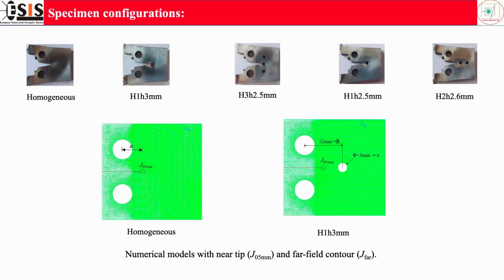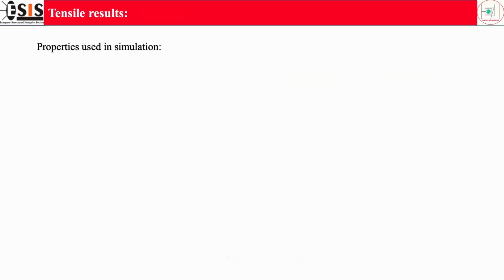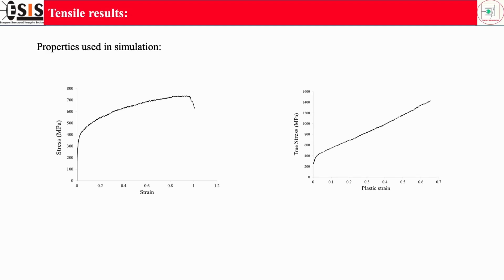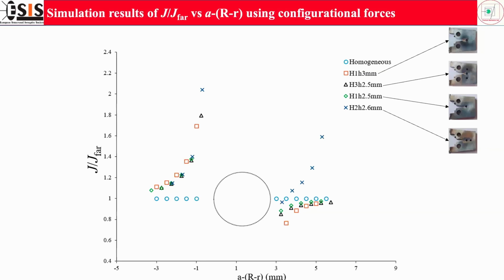First of all, the numerical analysis is done based on the configurational forces. The modeling is done, and here we can see the near tip contour, which is set as J 0.5 mm, and this one is the far field contour. The properties I have used for the simulation work are mentioned here. The material is SS304, and the tensile properties are evaluated, and these are the values of the Poisson ratio and modulus which I have used in the simulation. From the simulation, I have found the value of the near tip J integral as well as the far field J integral, and from that we can predict through some results.